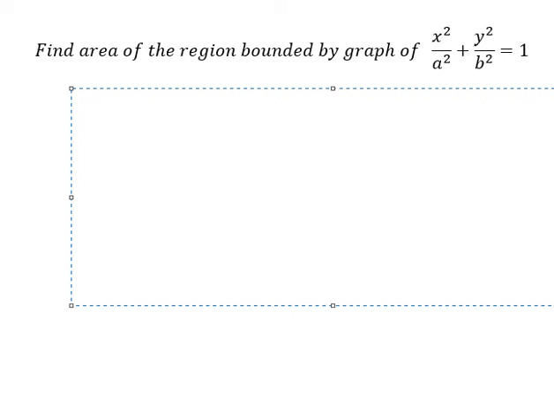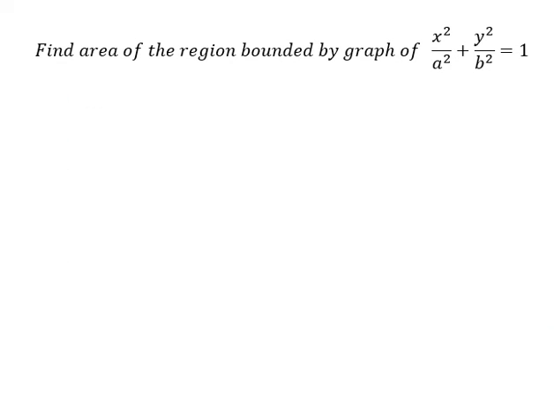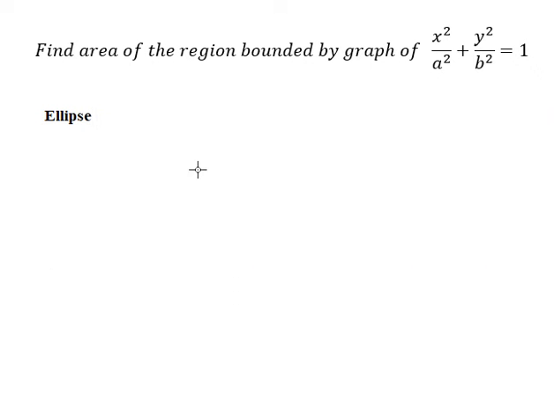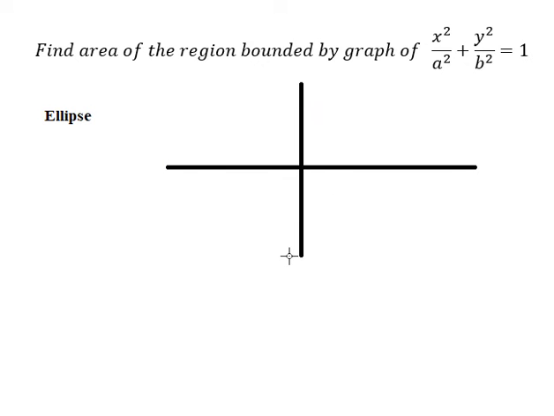The topic today is about finding the area of the region bounded by the graph of this equation. Now I will show you how to answer. We know that this equation in here is about an ellipse. So the graph of this one should be like this.